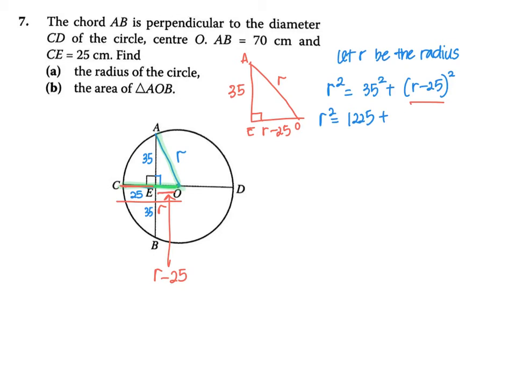That is not true. It's (r minus 25) times (r minus 25). So remember to do a proper expansion for this part. So I'll get r squared minus 25r minus 25r plus 25 times 25, 625. And the rest stays the same.